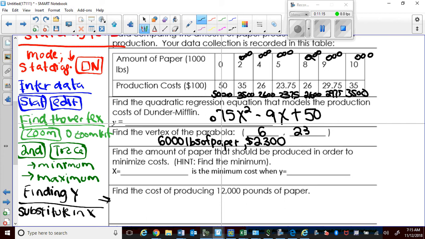So for the next part, it's going to ask you, find the amount of paper that should be produced in order to minimize cost. Hint, find the minimum. Well, I know the minimum is 6, and so the minimum cost occurs when y equals 23, or it's actually the minimum cost is $2,300. Minimum cost, or the best cost.